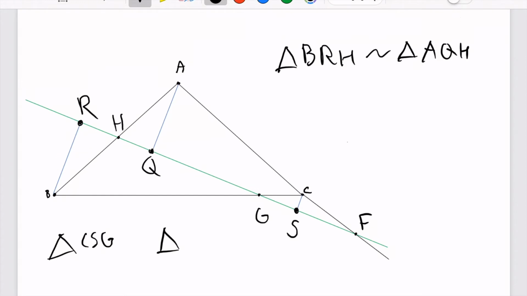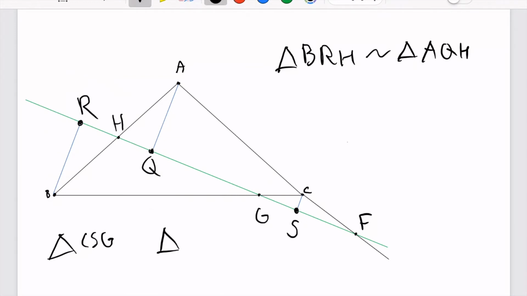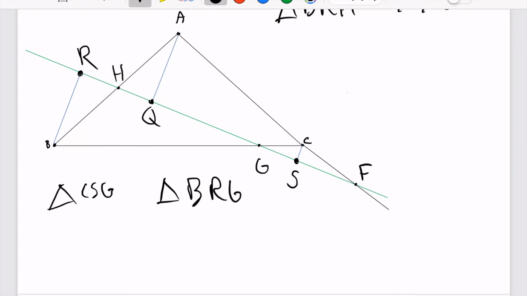So BR all the way down to G. So sort of along here is the triangle. BRG. Okay. Now, let's see what we have in common here.